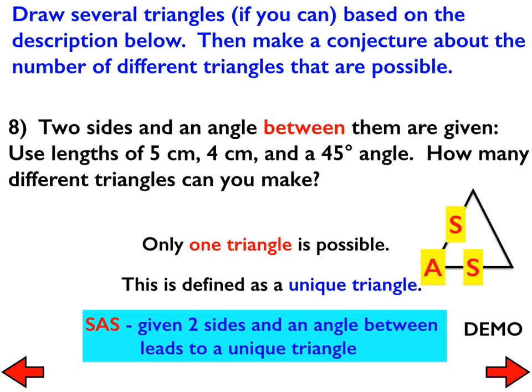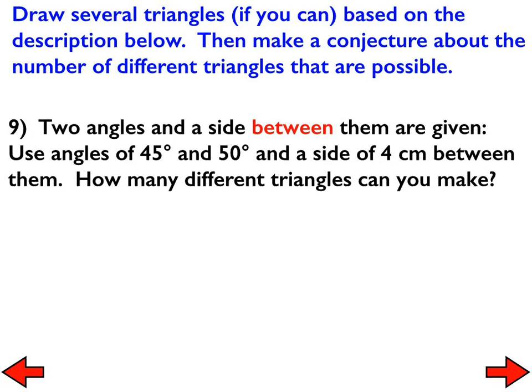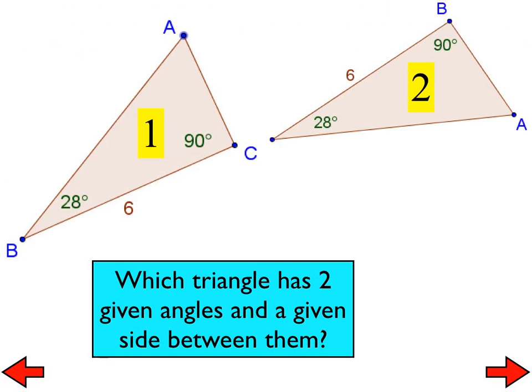All right, let's go to the back side of our notes. And we're going to attempt number 9. Number 9 says 2 angles and a side between them are given. Now the first question I have to ask is this. Do all of you understand what 2 angles and a side between them means? Well, I'm going to give you a couple of pictures here.